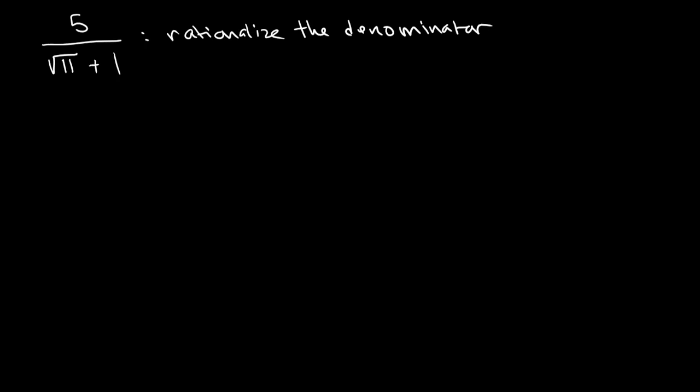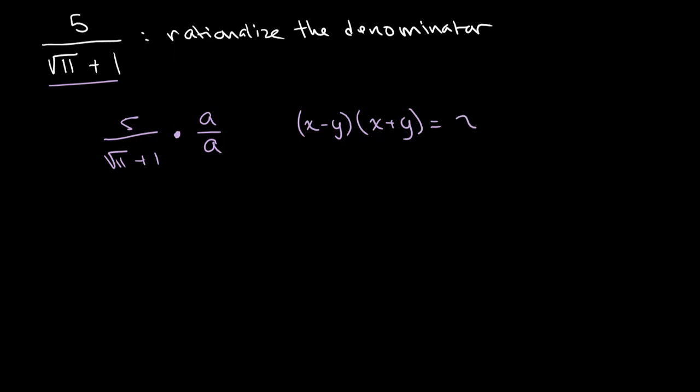So we need to come at this problem with a similar approach to the last one. So we need to think, what number a over a, or divided by itself, do we need to multiply this equation by? So 5 divided by the square root of 11 plus 1. What number do we need to multiply this by to get rid of any surds inside of our denominator? One useful trick which you may remember here from quadratics is the equation x minus y multiplied by x plus y is equal to x squared minus y squared.